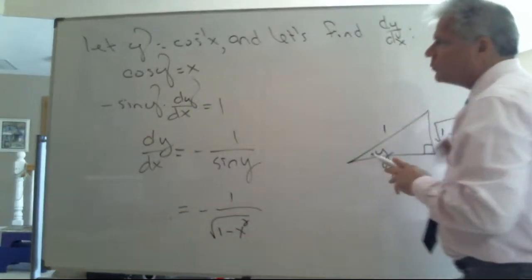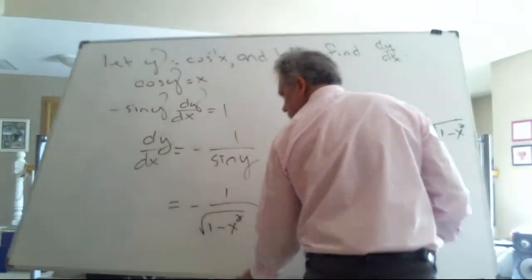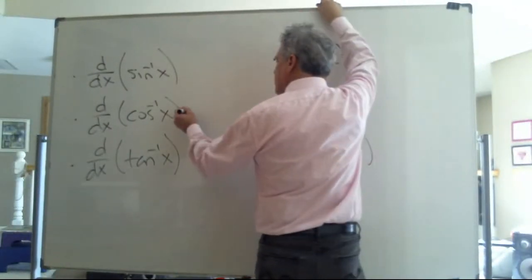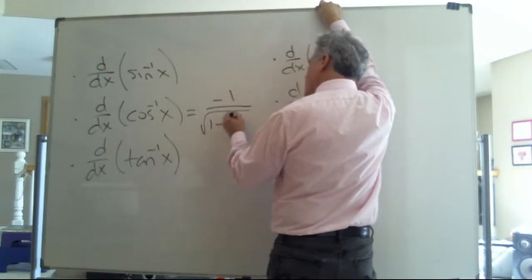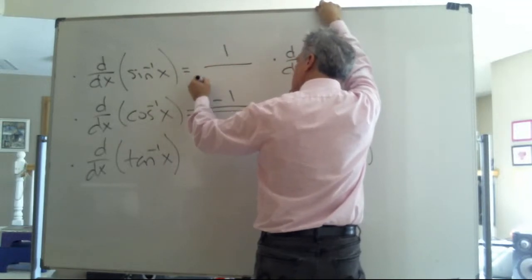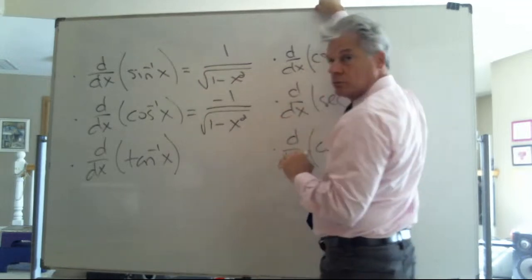You and I have just derived out of thin air the derivative of the inverse cosine of x. We came up with this. Turns out the derivative of the inverse sine of x is the same thing, but with a sign change.